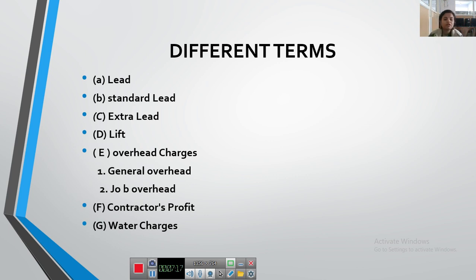Remember this. If in future you are going to work on a site, you will get all the things that I'm teaching you. General overhead, job overhead, and so on, these frequently occur on site, and as a civil engineer you should know every term of this rate analysis.